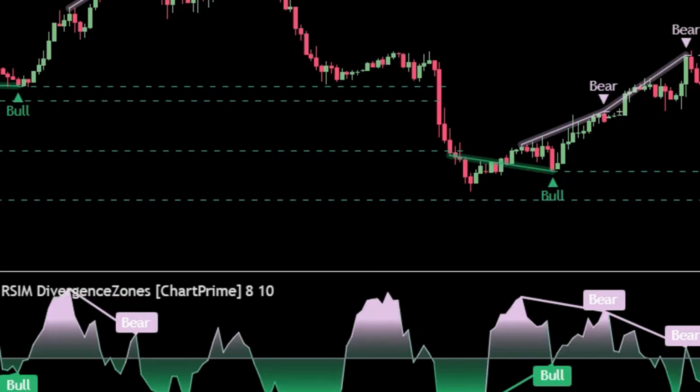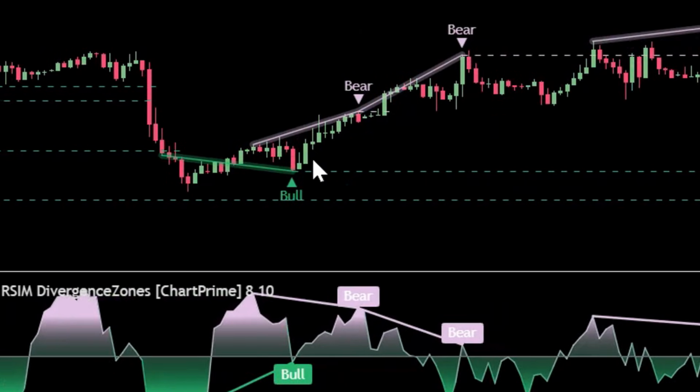Now don't rush in. Wait for a bullish price action pattern inside the green zone, like a hammer, bullish engulfing, or a strong green Marubozu candle. These patterns act as a confirmation that buyers are ready to take control. Once this confirmation candle closes, you can enter your long trade.